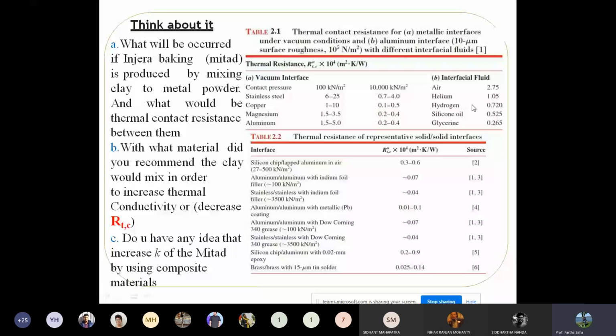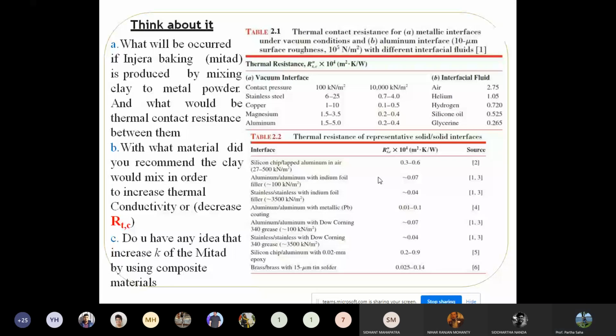Now the second table is the thermal contact resistance of an aluminum solid-solid interface, which is being supplied with some sort of another metal, or some sort of grease, some sort of coating.